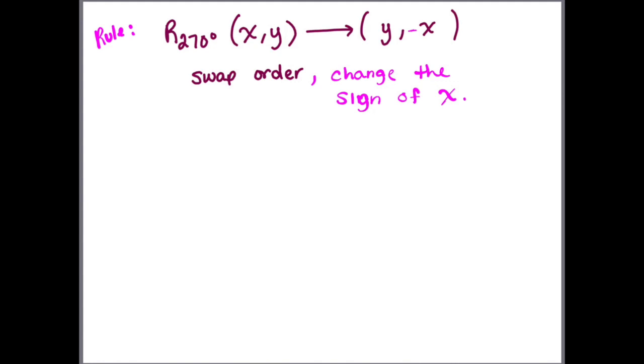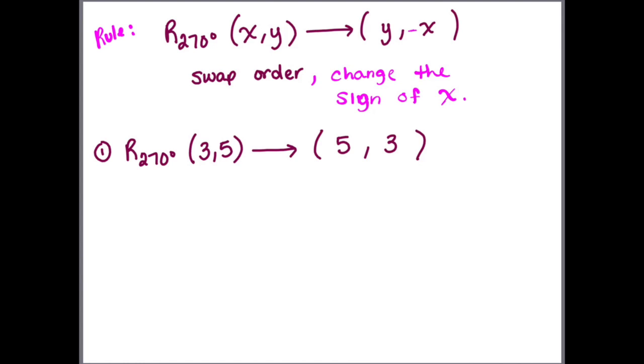So let us do 3 problems. Number 1, if we are given a rotation of 270 degrees and they tell us that our point is 3, 5, where will that go? So the first thing we're going to do is swap the order. So 5, 3, and then we must change the sign of the original x. So that's what we're changing.